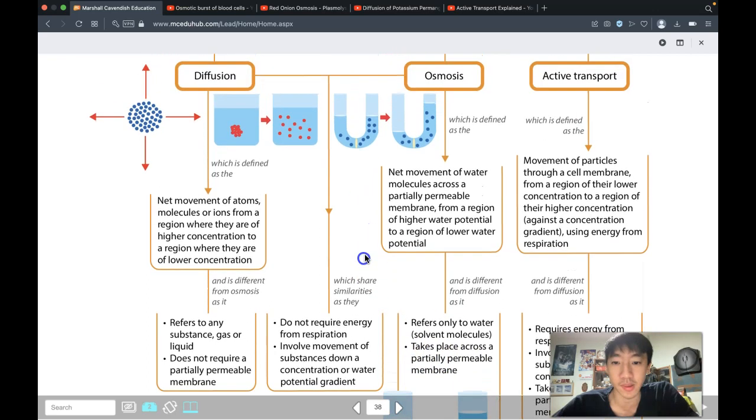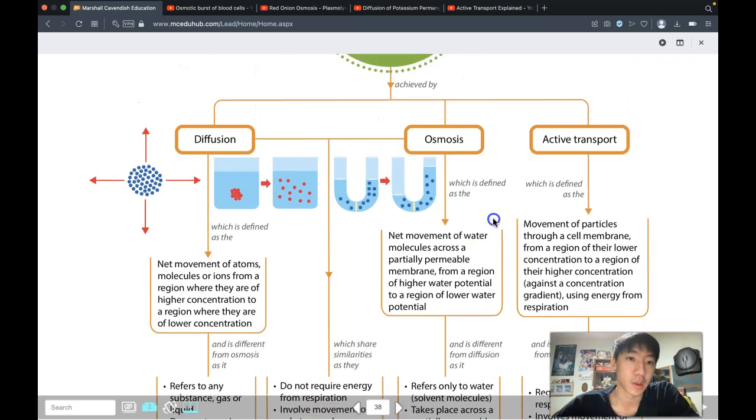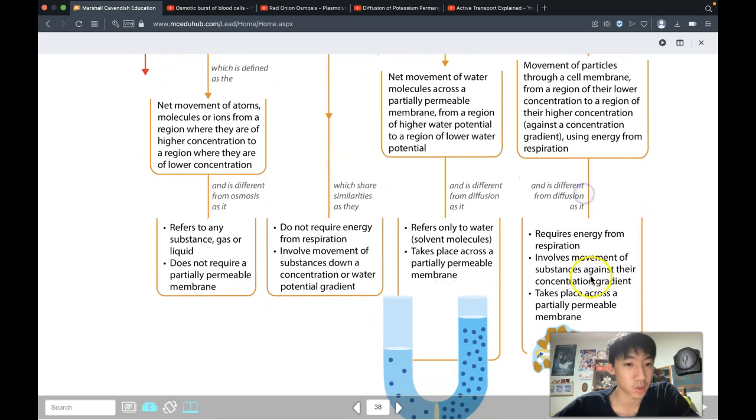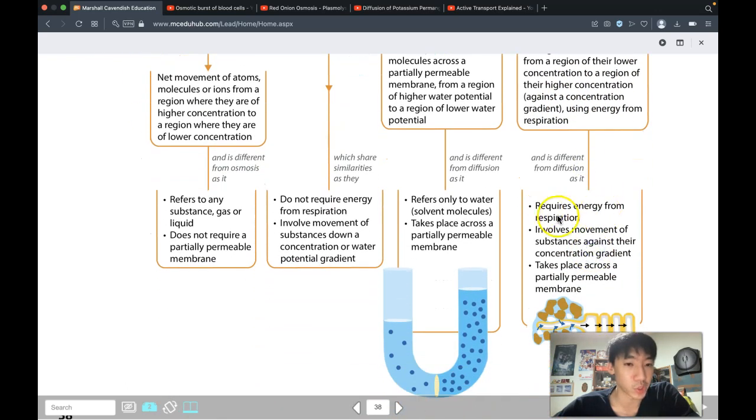The similarities for diffusion and osmosis: both of them do not require energy. They both involve the movement of substances down a gradient. And last, active transport is defined as the movement of particles through a cell membrane from a region of their lower concentration to a region of their higher concentration, against a concentration gradient, using energy from respiration.